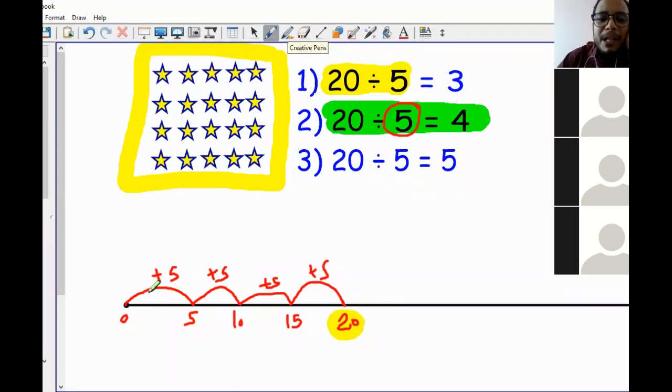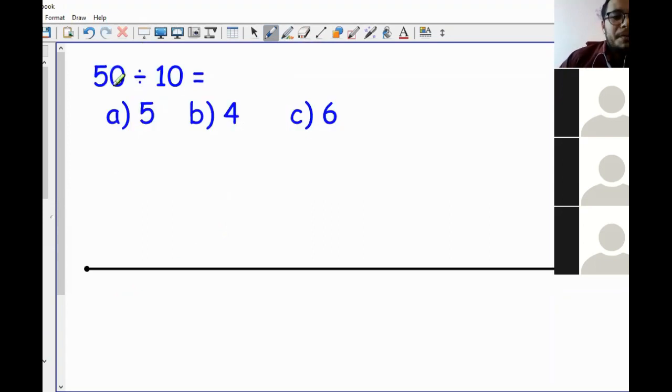So how many jumps did I make? Let's count. 1, 2, 3, 4. So I made 4 jumps of 5 to land on 20. So the answer is 4. Now, 50 divided by 10 equals what? 5, 4, 6. The question in other words: how many tens are there in 50? I want to see how many tens are there in 50.